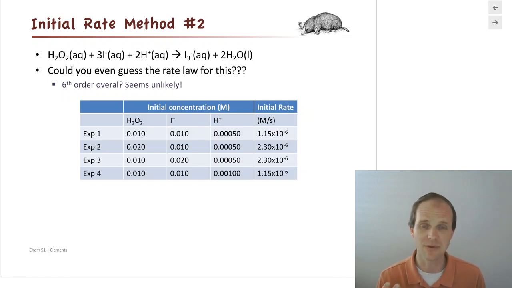But this one's hard. You think we're really going to say, oh, it's first order in hydrogen peroxide, third order in iodide, and second order in H+? Probably not, because that would mean, and we'll see this later on in this chapter, that on a mechanistic scale somewhere, 6 things had to come together simultaneously, and that pretty much never, ever happens in the real world.